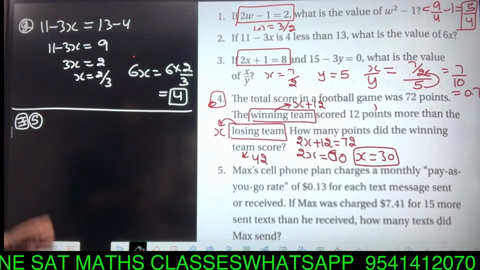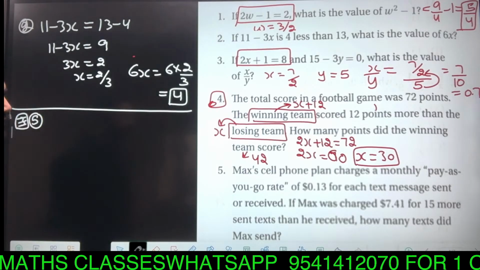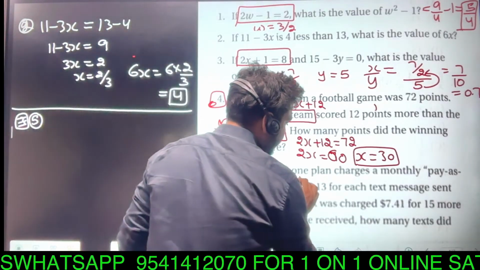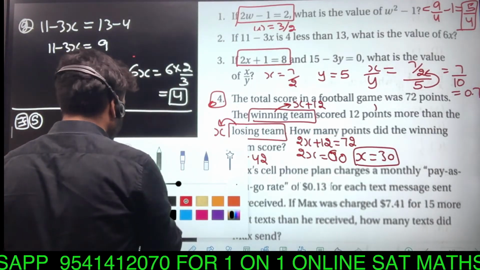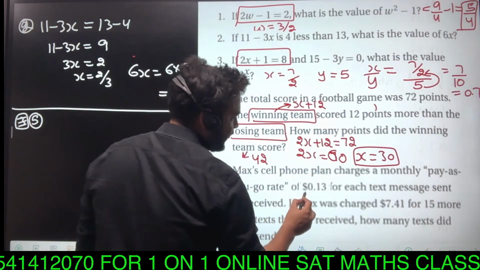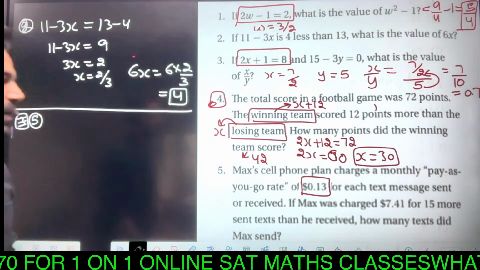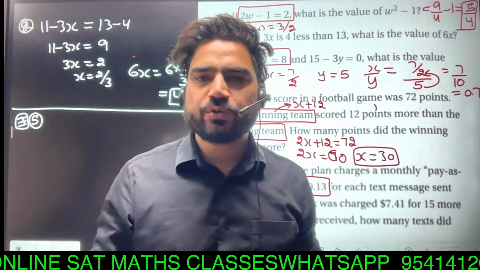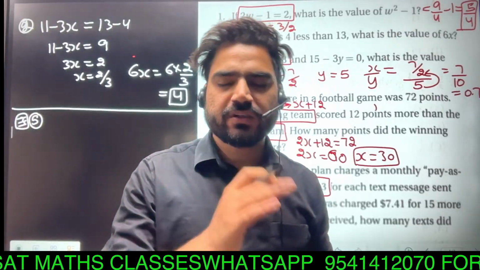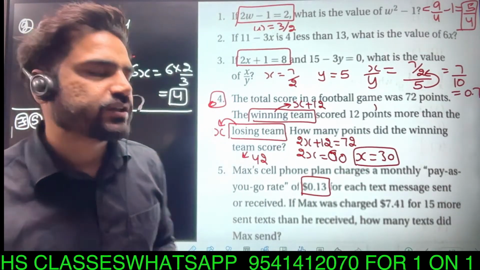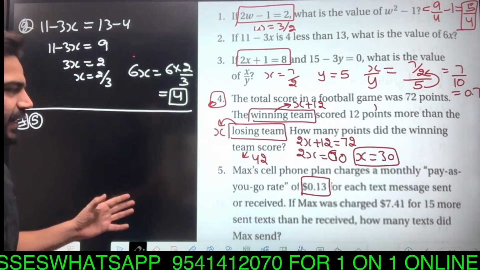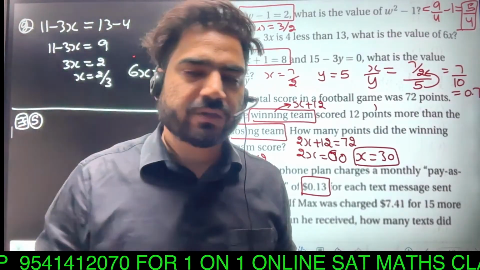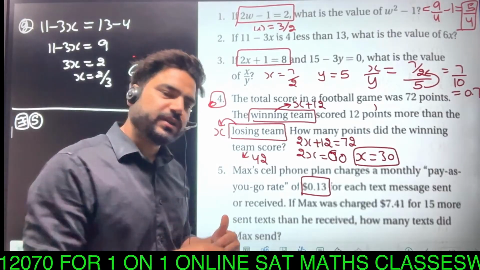They are saying Max's cell phone plan charges a monthly pay-as-you-go rate. It means as you go you have to pay, and the rate is $0.13 for every text message sent or received. In questions of this statement type, you have to carefully read the statement, and after reading it, judge what they are asking. Whether Max sends any text message or receives any, they are charging him, even for the sent message or the received message.